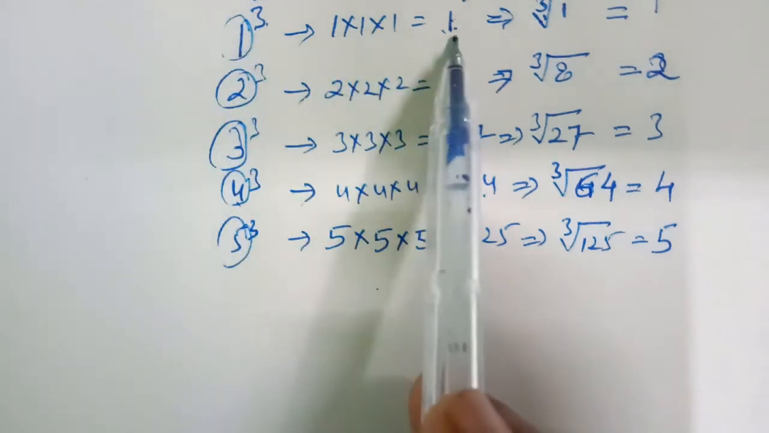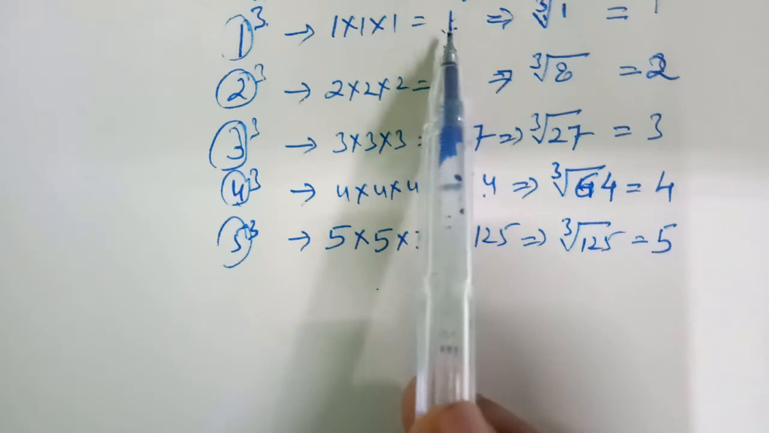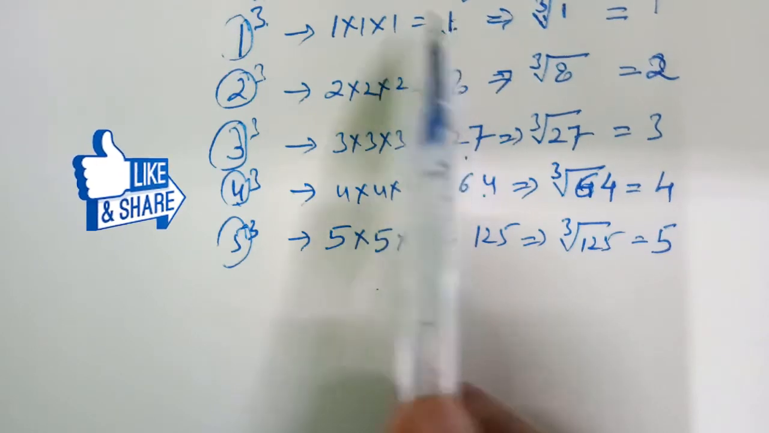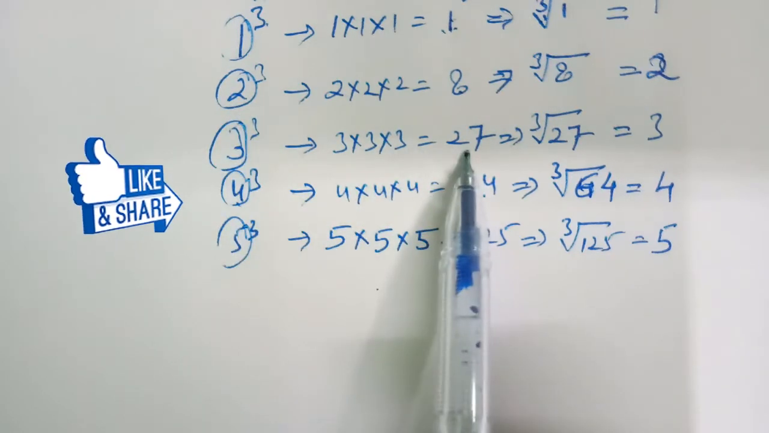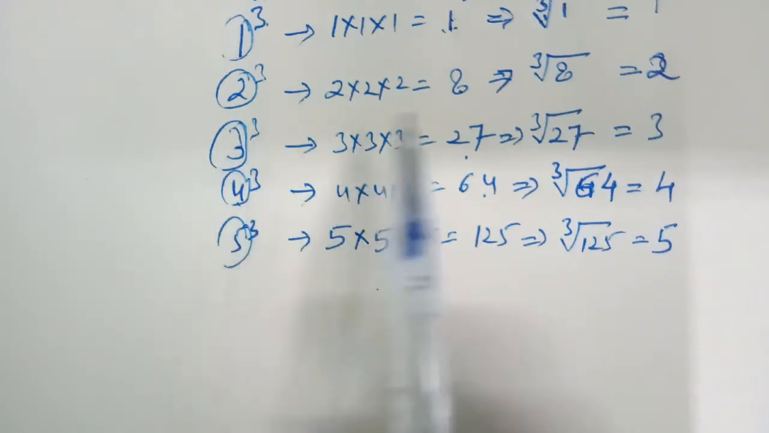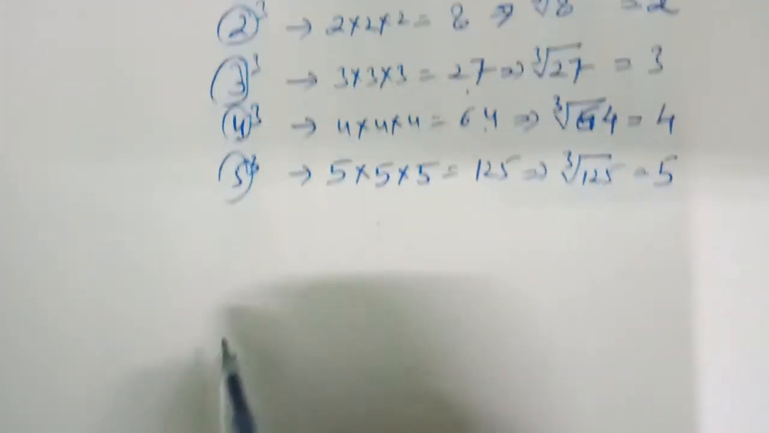1 cube gives 1. 1 will be called a perfect cube. And if we find the cube root of 1, then we get the value 1. Cube root of 8 is 2. Cube root of 27 is 3. So this way you can find it. Now you can easily understand how it came.